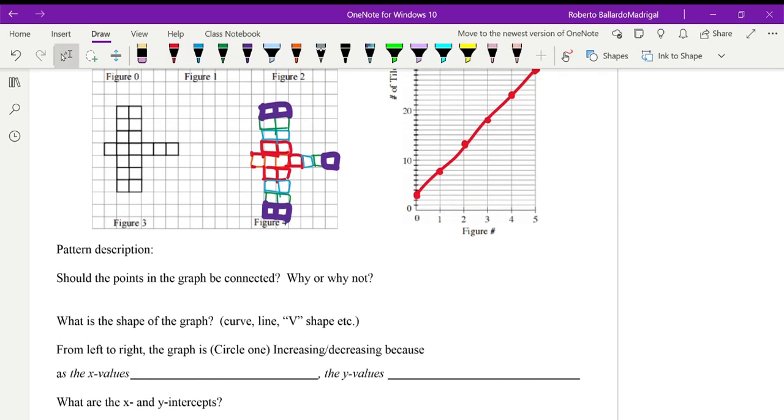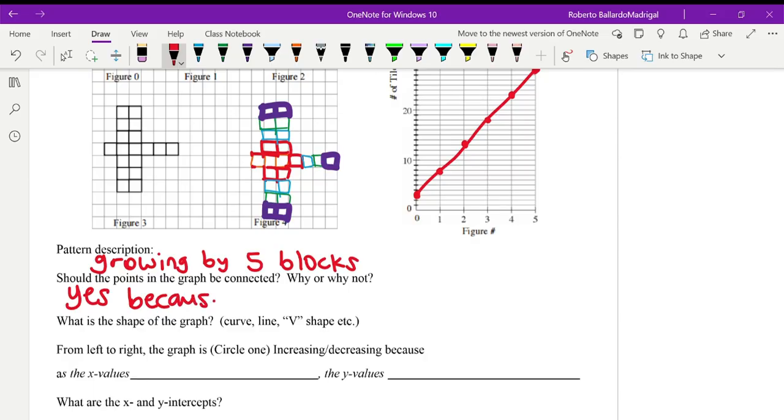The pattern description, we talked about the fact that this is growing by 5 blocks. And then we talked about the fact that yes, the point should be connected because it is going to continue growing, or because there are more figures after 10 or after 5.